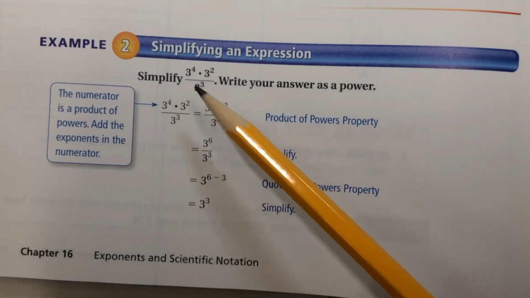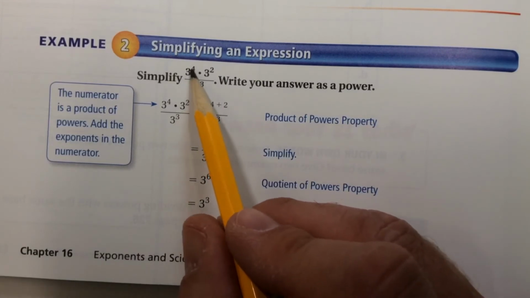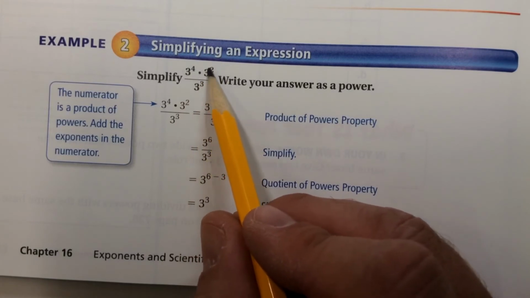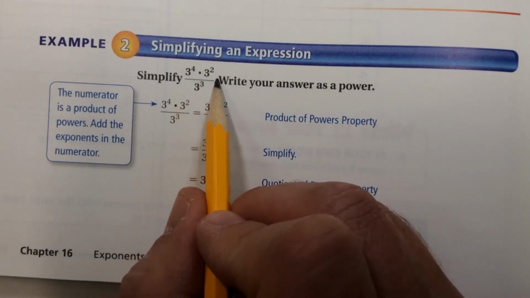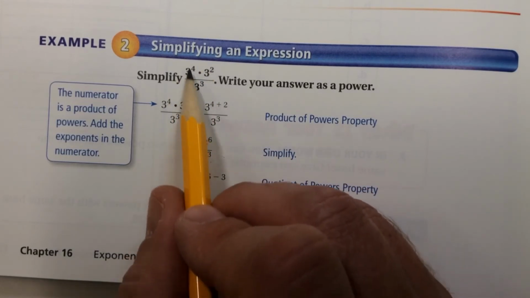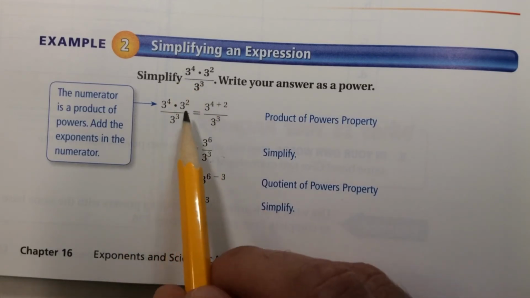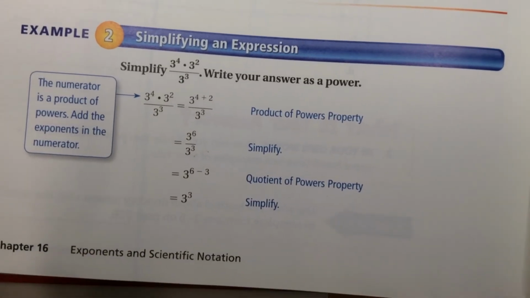Now, if you wanted to, you could have simplified these first and then gotten 3 to the 1st right here. And then you've got 3 to the 1st times 3 to the 2nd, and you'd still get 3 to the 3rd power. But order of operations does tell us to simplify the numerator and simplify the denominator before we start doing anything between the two. So do simplify the top there, and the bottom's already simplified. And then you can subtract the exponents.